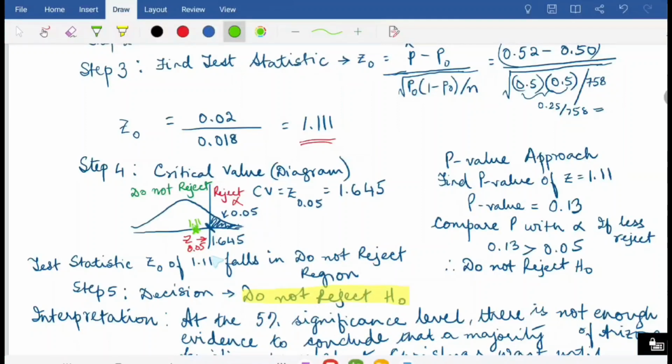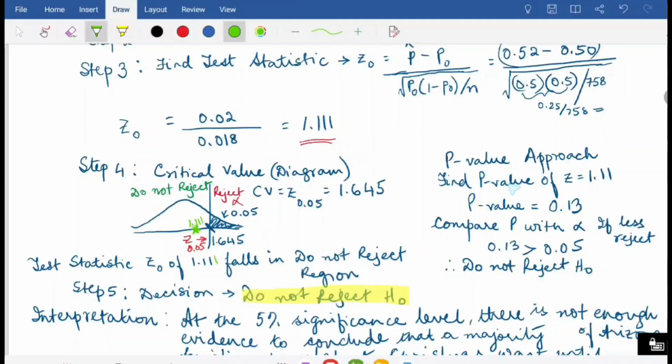Z value. 1.111 is less than 1.645. It'll fall on the left hand side, in the do not reject region of the graph of the diagram. So our conclusion is going to be do not reject the null hypothesis.